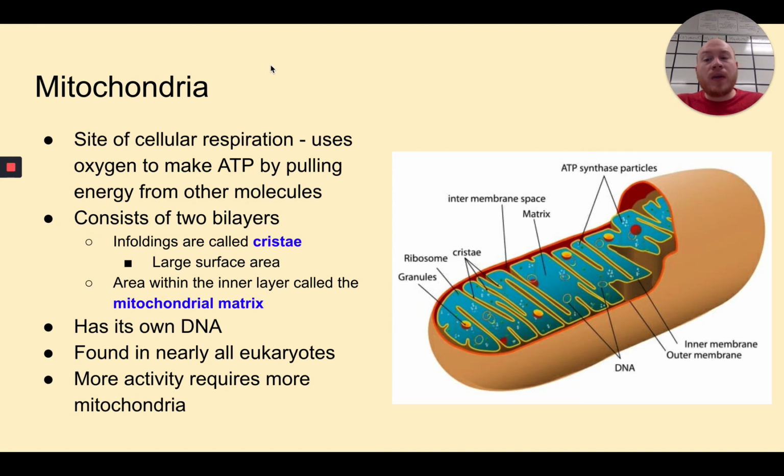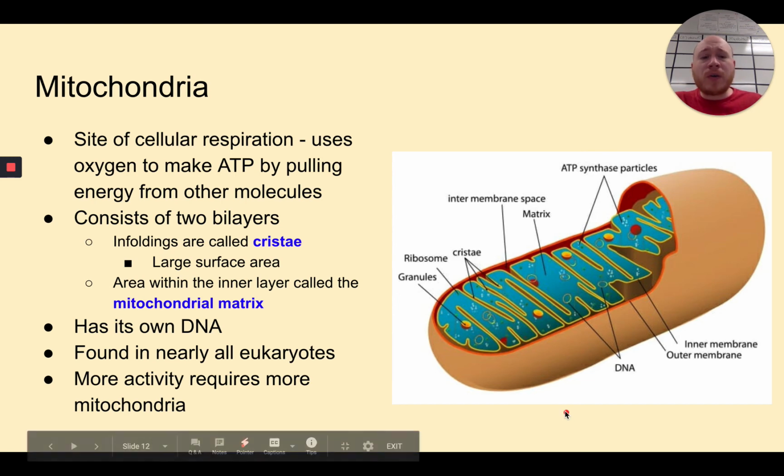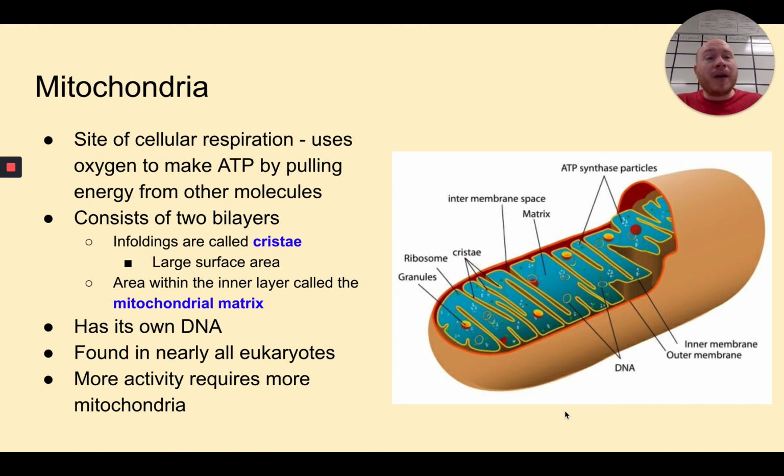The area within the inner layer is called the mitochondrial matrix, and it's a type of gel. And if we look at a mitochondria, it actually has its own DNA. So in this picture, there are these little loops. They're little DNA loops, and they're actually evidence that mitochondria at one point were probably their own organism. We'll talk about that in a later video because it's really interesting. They're found in nearly all eukaryotes. It's pretty rare for a eukaryotic cell not to have mitochondria. And the more activity a cell does, the more mitochondria you can expect to find in it.